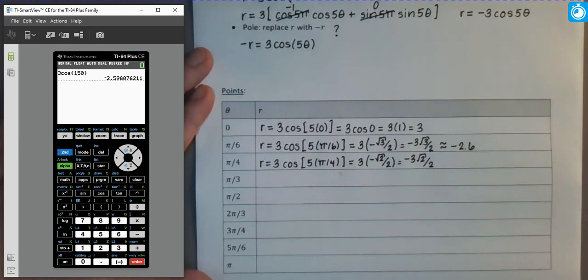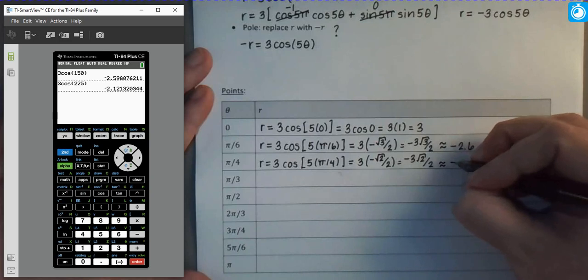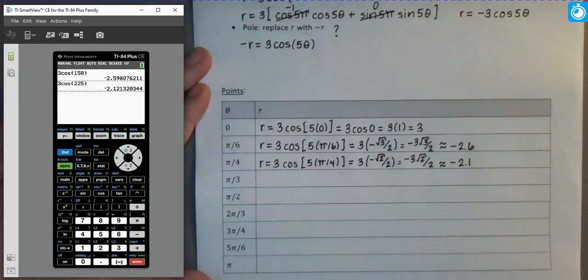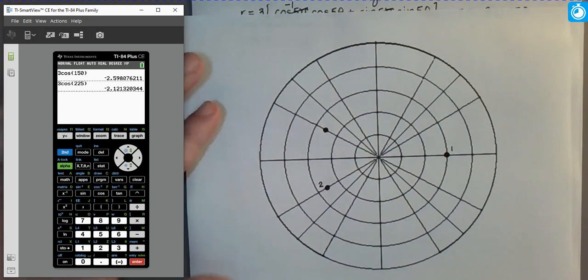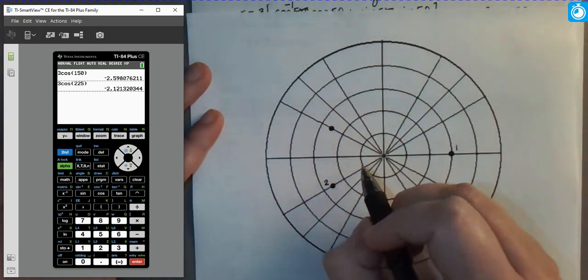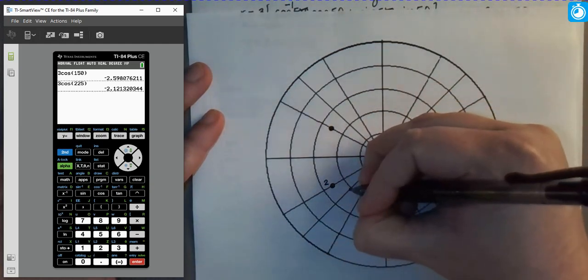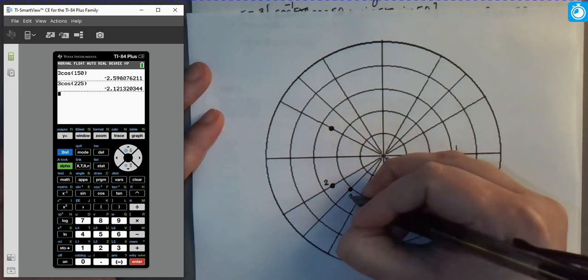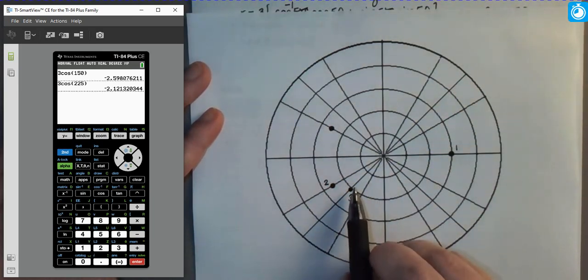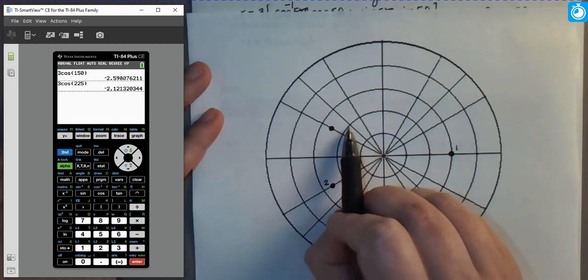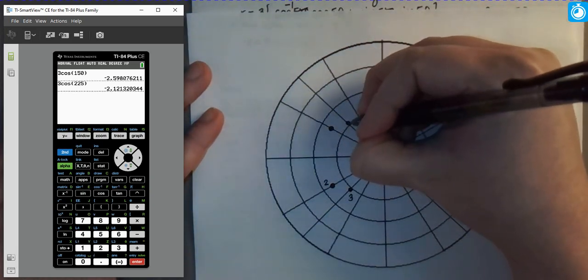And we'll approximate that so we can graph it a little bit better on paper. So 3 times the cosine of 5 pi over 4, otherwise known as 225 degrees, and we get about negative 2.1. Okay, so let's put that onto our grid. At pi over 4 radians, we're at negative 1, negative 2, just a little bit past negative 2, which would be right here. So that will be our third point. And again, we can use symmetry to graph a corresponding point above the polar axis, and that point would be about right here.